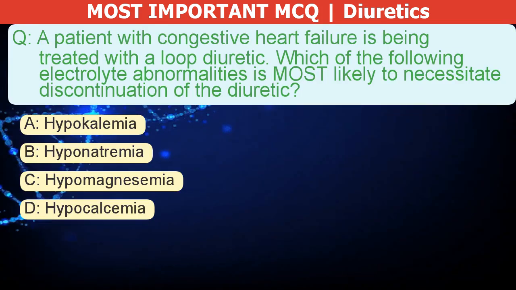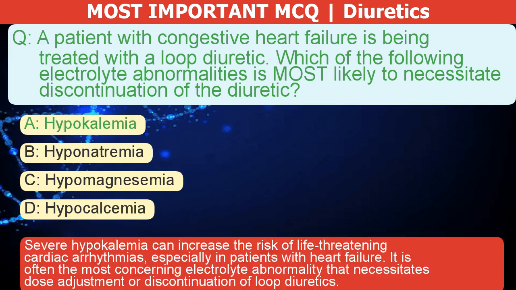A patient with congestive heart failure is being treated with a loop diuretic. Which of the following electrolyte abnormalities is most likely to necessitate discontinuation of the diuretic? A. Hyperkalemia. B. Hyponatremia. C. Hypomagnesemia. D. Hypocalcemia. The correct answer is A. Severe hyperkalemia can increase the risk of life-threatening cardiac arrhythmias, especially in patients with heart failure. It is often the most concerning electrolyte abnormality that necessitates dose adjustment or discontinuation of loop diuretics.